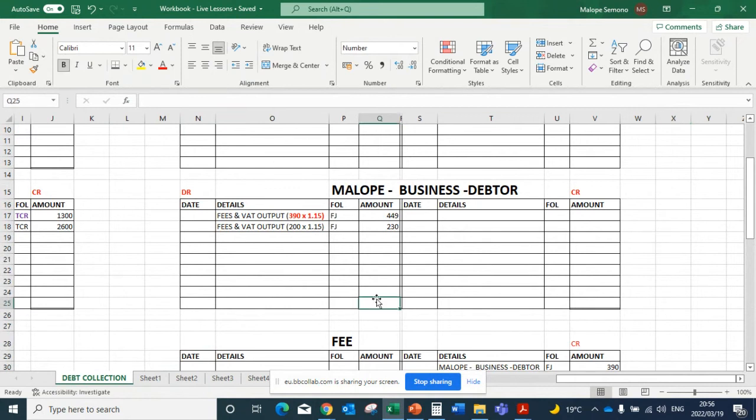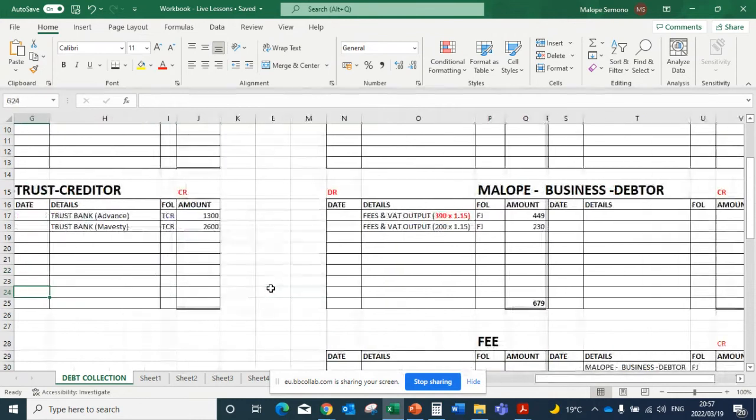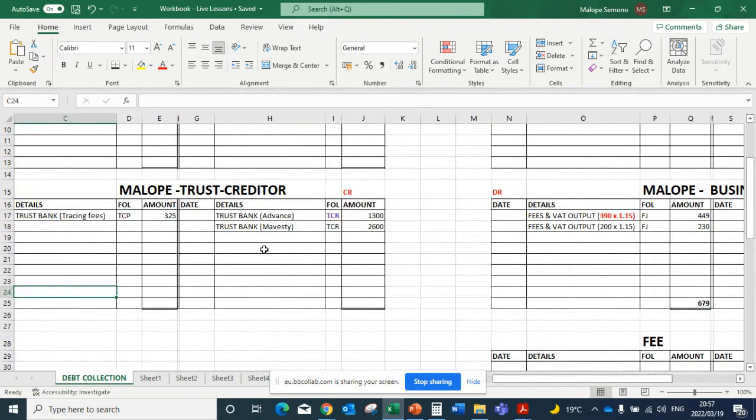But the first step is for us to check any necessary transfers. If you check here, the total for the business is 679. The transfer must be made between Malope Business and Malope Trust. So we need to check if we can transfer this amount, 679, by first checking the availability of funds in the client trust account. As you can see, the client has 1,300 plus 2,600 minus 325, so it's more than enough. It means I can go and transfer this amount.